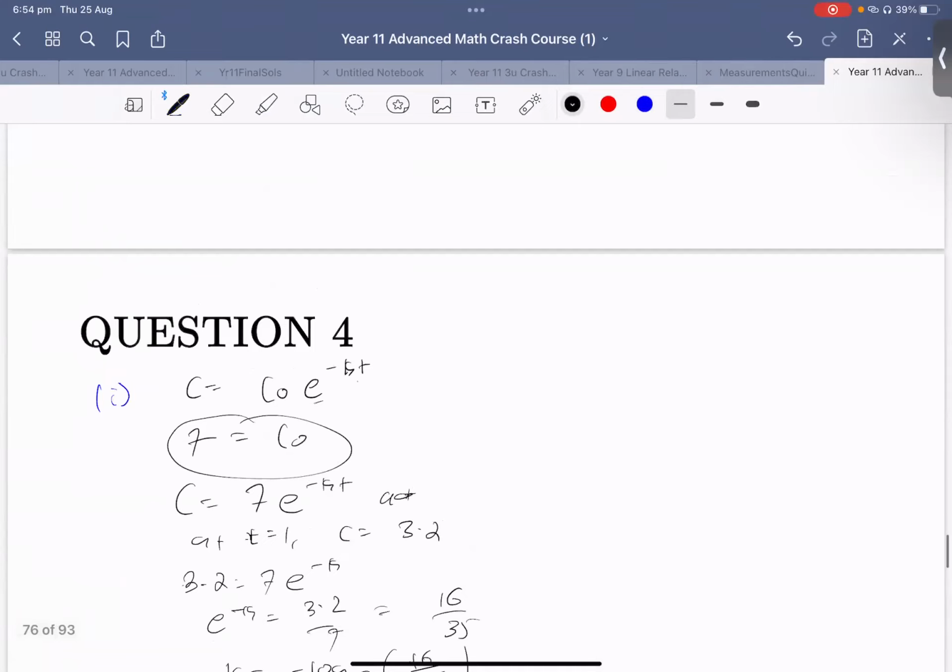Two marks, 1 mark for finding C0 and the other mark for finding k.